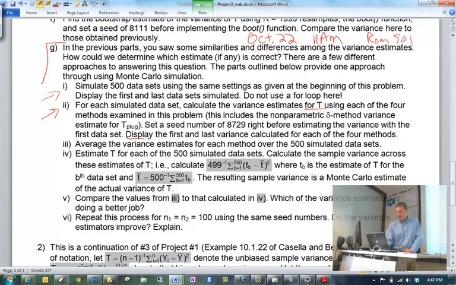As a way to verify for me, when I grade your project, verify that you did it correctly, display the first and the last variance calculated for each of the 4 methods. So you're going to have 500 variances for each of the 4 methods. Part 3, average the variance estimates for each method over the 500 simulated data sets. Okay, just find your averages.